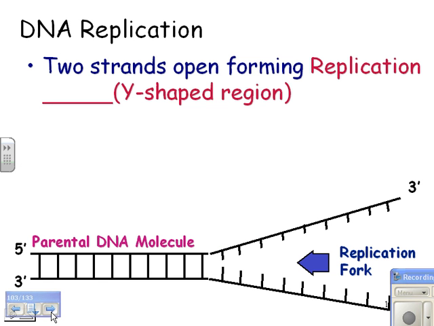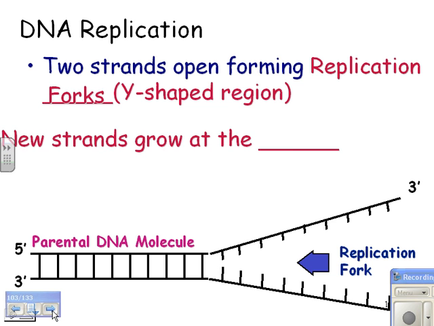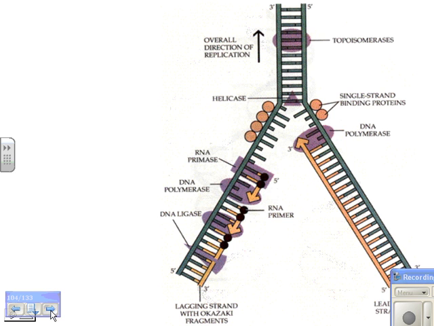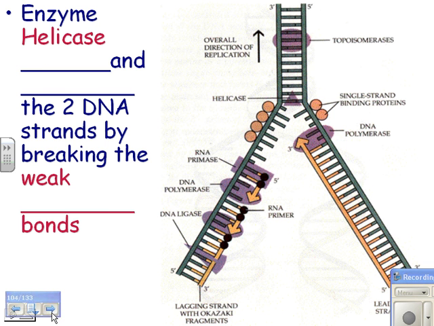So the steps are that the two strands open, forming this replication fork. And so this thing is called a replication fork. It almost looks like something you could eat with, a fork like this, right? So you're using an enzyme to break these bonds and opening this up. The new strands grow at the forks. And so now we're going to look at the enzymes.